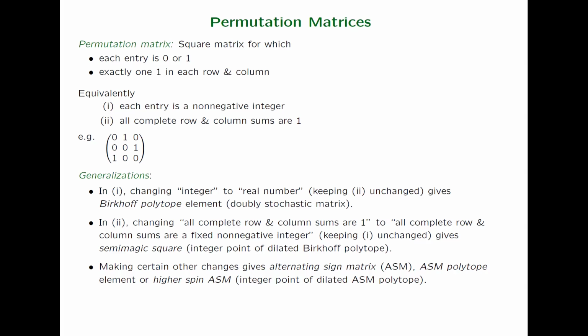If, on the other hand, we keep 1 unchanged, but in 2, instead of having the row and column sums being 1, we let them be a fixed non-negative integer, then we get something known as a semi-magic square, which is just an integer point of the dilated Birkhoff polytope that we looked at in the previous point. And there are other changes we could easily make, which we will make in the next slide, which would give us ASMs, the ASM polytope elements and higher spin ASMs.